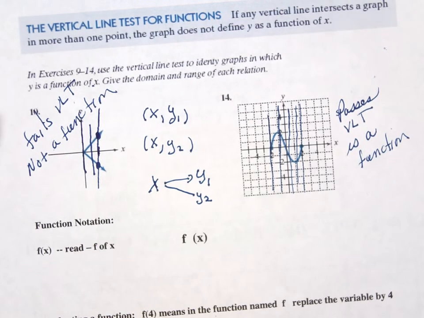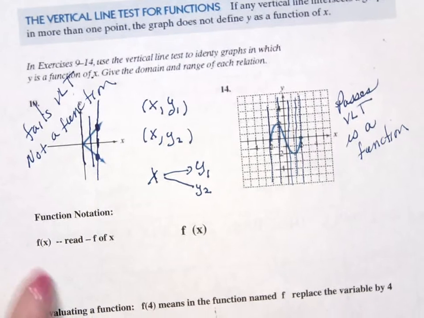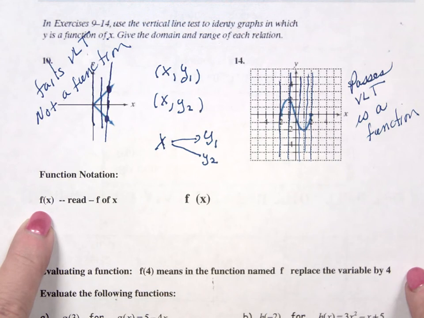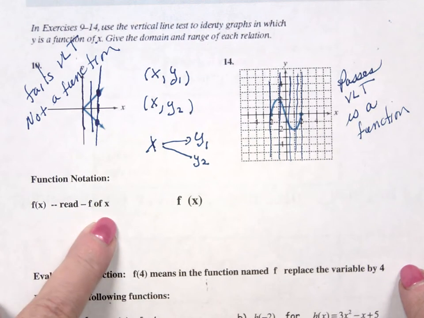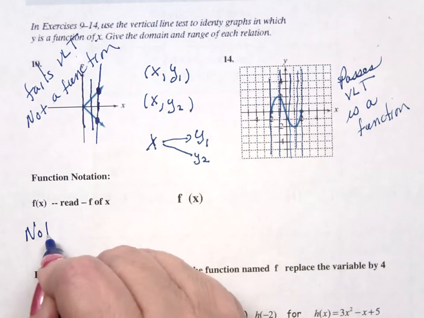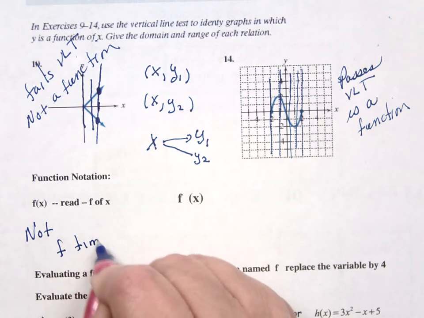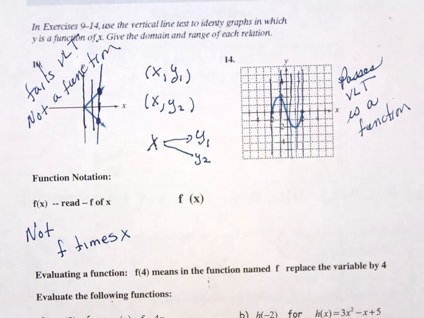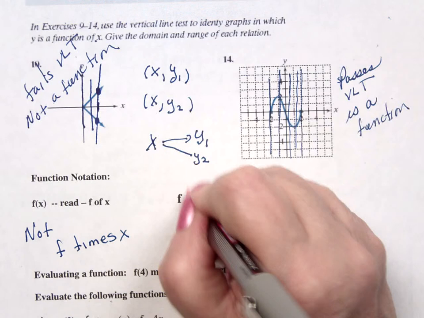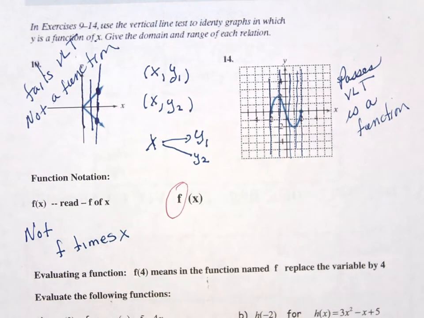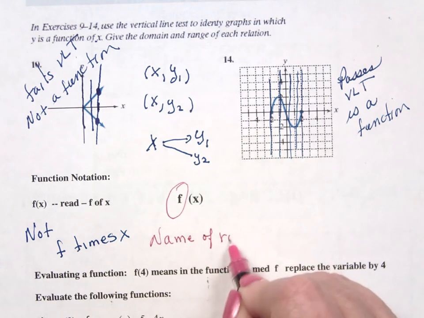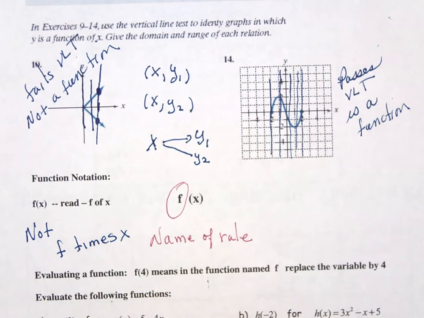Function notation. This is the notation for a function: f of x, and it's read f of x. If I separate it out, this is not f times x. They're clumped together. f is the name of the rule. So it's the name of the rule.